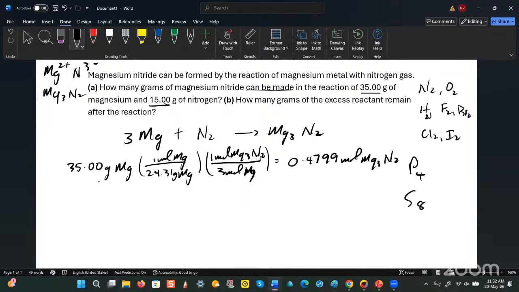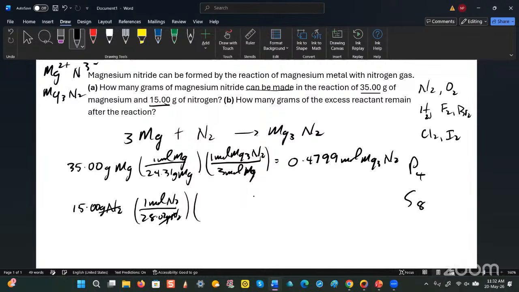So we have to do a similar calculation based on the other reactant, which is the 15.00 grams of nitrogen. Like we did in the first step, we're going to find the moles of nitrogen by dividing the mass by the molar mass. Nitrogen is 14.01 times 2, so that would be 28.02 grams of nitrogen, so this goes with that.